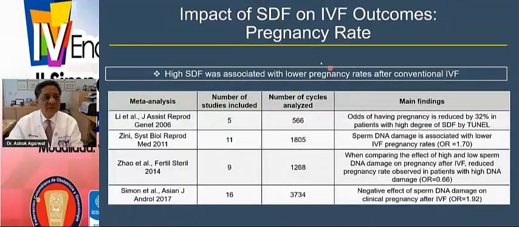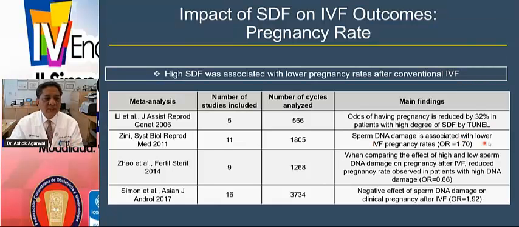Let's go to the next study, which looks at the impact of sperm DNA fragmentation on IVF outcome in the pregnancy rate. Here we have three studies which looked at high sperm DNA fragmentation, and the number of studies in each meta-analysis is in this row, and then the number of cycles that patients underwent is listed here. So altogether, almost 8,000 patients underwent this, and the main findings show that the odds of having pregnancy is reduced by almost 30% in patients with a high degree of sperm DNA fragmentation by TUNEL.